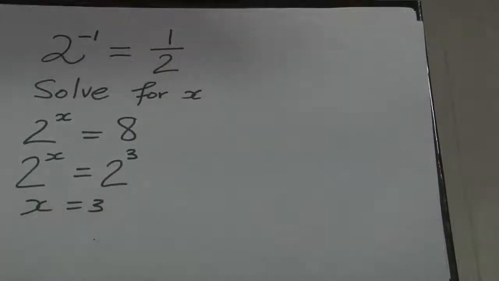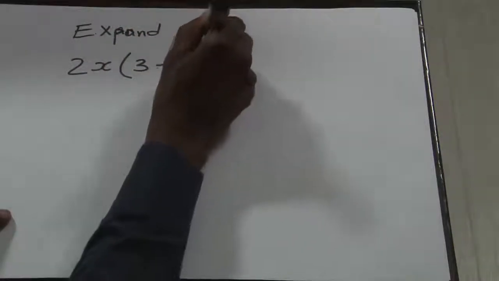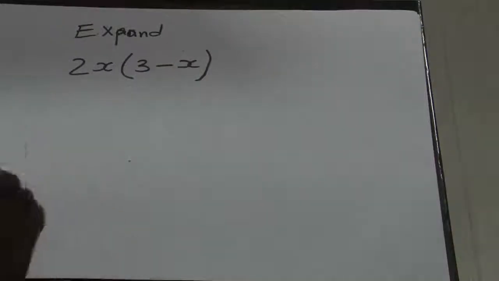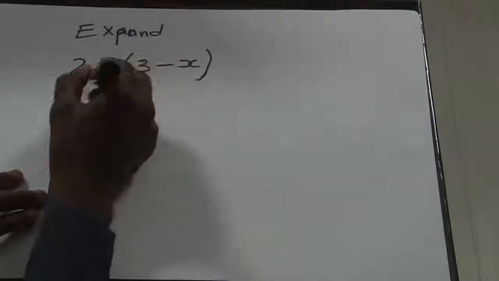Alright, so also algebraic manipulation, whereby you can be asked to factorize, or you can be asked to expand. An example on that: let's say you are asked to expand the following. Let's say you have 2x brackets 3 minus x. Now you want to expand that. So the 2x that is outside is the common factor. For you to expand or to remove the brackets, you make sure that you multiply the common factor with everything that is inside the brackets.